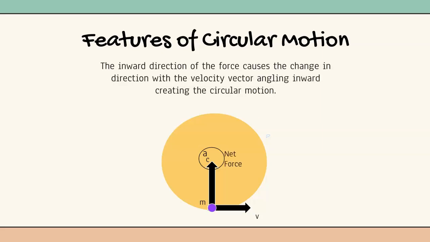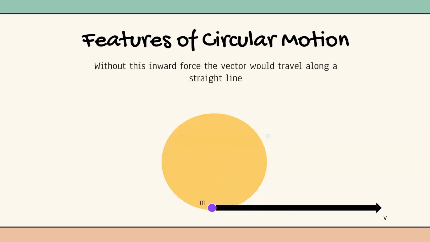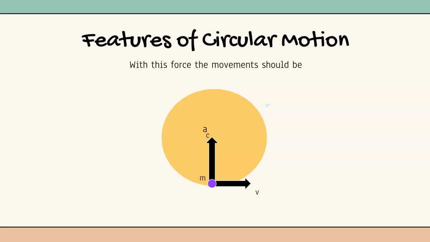The inward direction of the forces causes the change in direction, with the velocity vector angling inward, creating the circular motion. The acceleration points to the center, creating that net force. Net force towards the center of the circle is required to obtain this motion. The force towards the center of the circle causes velocity to change in that direction, creating circular motion. Other features of circular motion are that without the inward force, a vector would travel along in a straight line. With the force, the movement should be as follows.